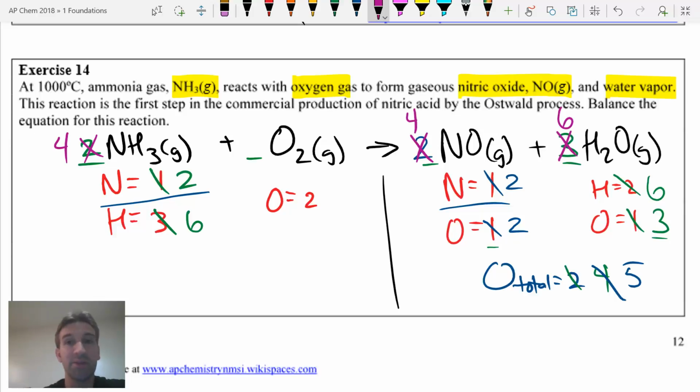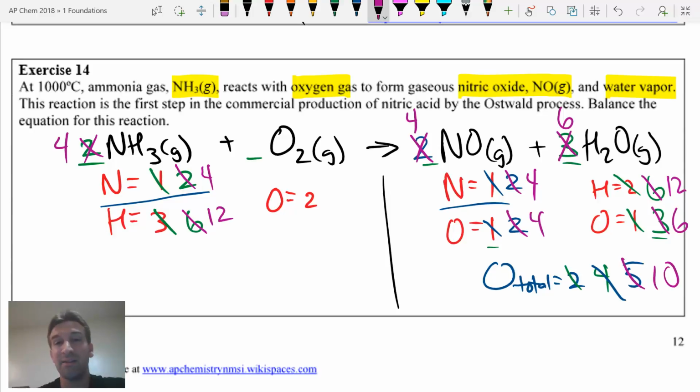Take a look at everything and let's update the totals and see what that did for us. Now, 4 nitrogens. I have 4 times 3 gives 12 on the hydrogen side. Here on the right, 4 times the 1 nitrogen is now 4. 4 times the 1 oxygen is 4. 6 times 2 hydrogen gives me 12, and 6 times 1 gives me 6 oxygen. When I update the total, the total has also doubled. 4 and 6 makes 10, and now I have an easy multiple.